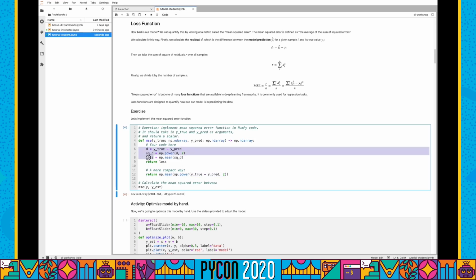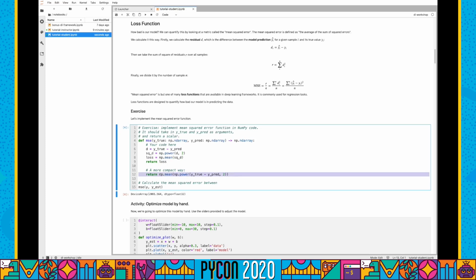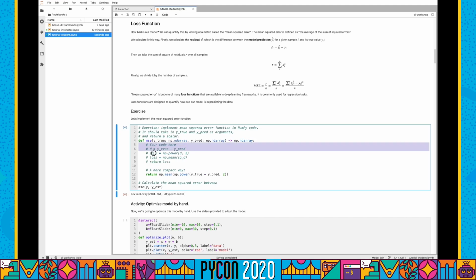Now, of course, granted, this is a little easier to read. But if you're well-versed with NumPy, feel free to write code like this. It's really powerful. All right, so in the interest of brevity, I'm going to comment out this piece over here, and we're going to use that one over there.